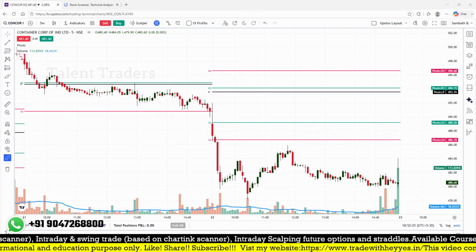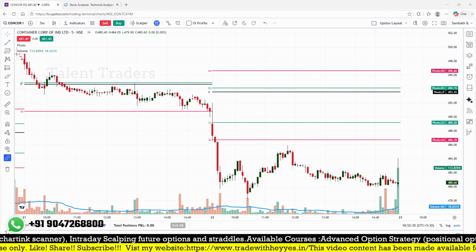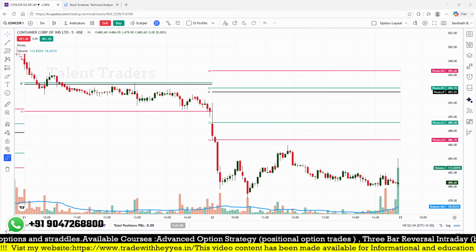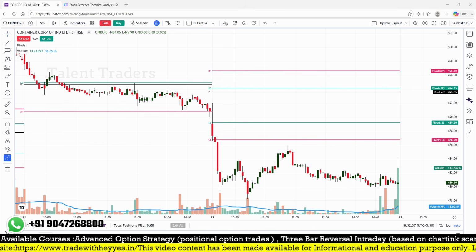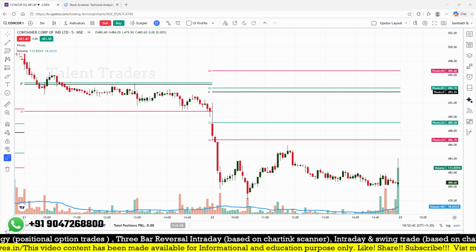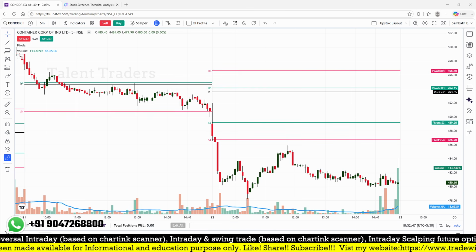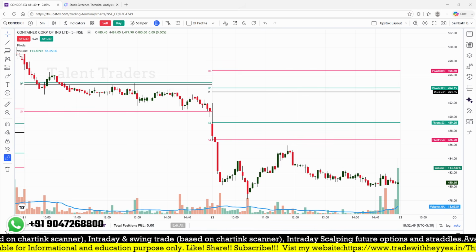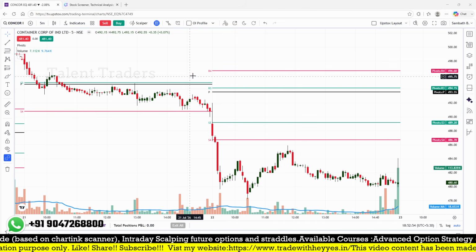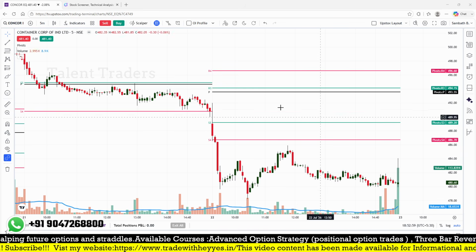So if you want to add one more condition, let me check. You were asking about some volume, so let me try to check those conditions: 20 times the average volume, with the current value exceeding 4 crores. We didn't get a value exceeding 4 crores, no problem.